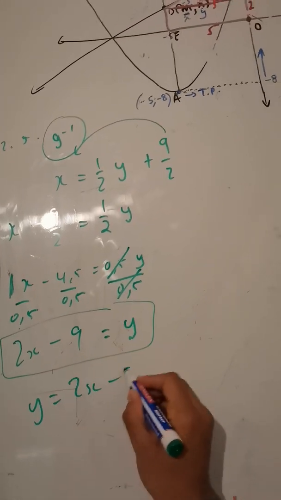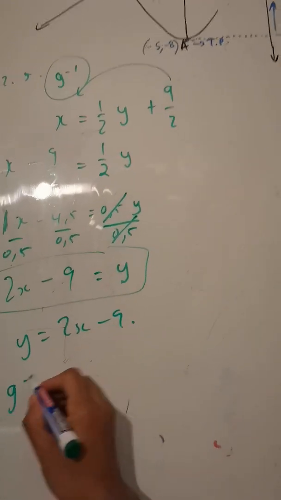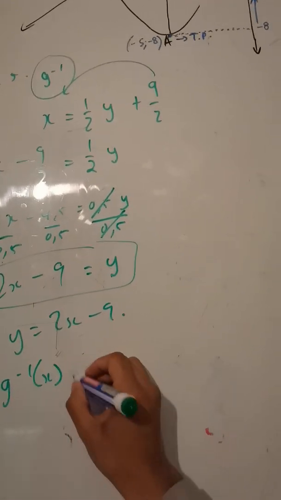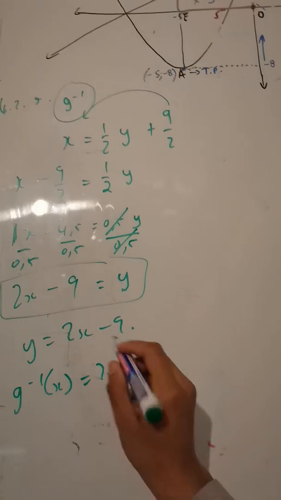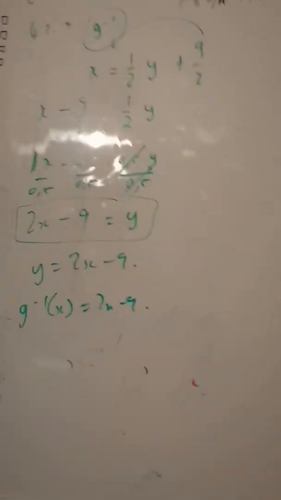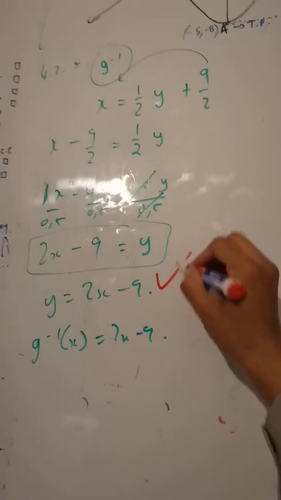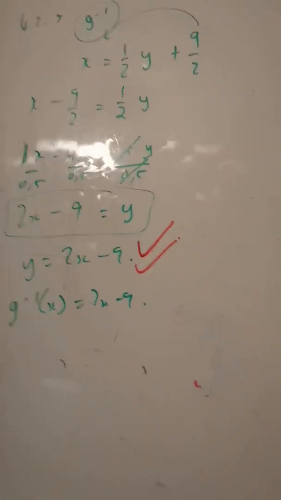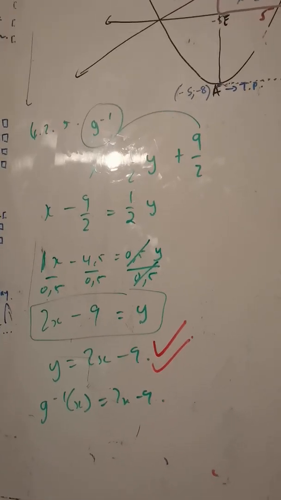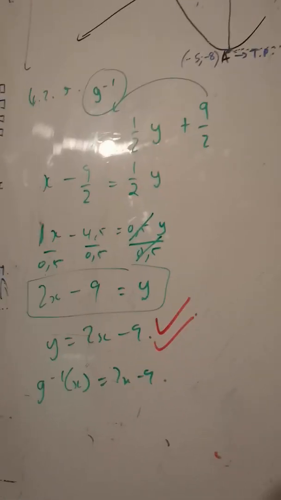So that is basically the inverse. y is equal to 2x minus 9, which can also be written as g to the negative 1 of x is equal to 2x minus 9. But the examiner wants it in the form of y, so we're just going to stop there. y is equal to 2x minus 9. So that's how we got the equation of my inverse.